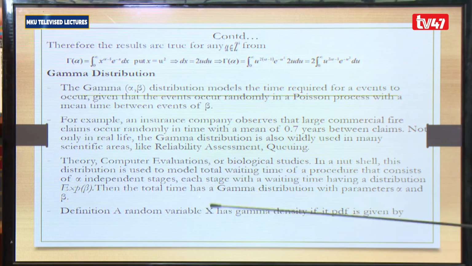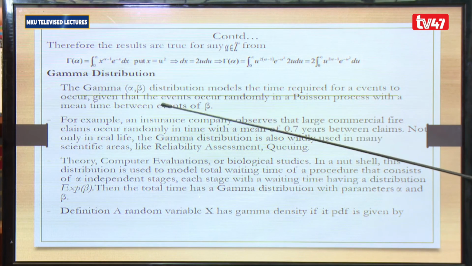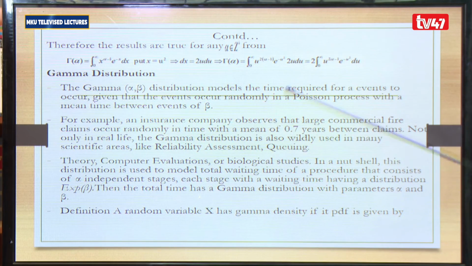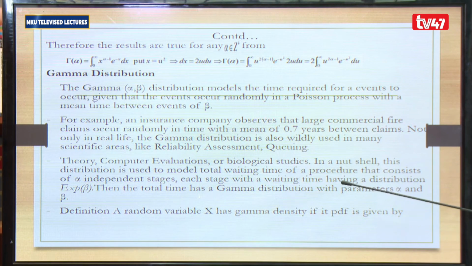Then let's now look at the gamma distribution, the gamma distribution with parameters alpha, beta. So in this gamma distribution, we are going to use two parameters, alpha and beta. It models the time required for an event to occur, given that the event occurs randomly in a Poisson process with a mean time between events of beta. So we are looking at a Poisson process, looking at events occurring, the time required for an event to occur. For example, an insurance company observes that large commercial fire claims occur randomly in time with a mean of 0.7 years between claims.